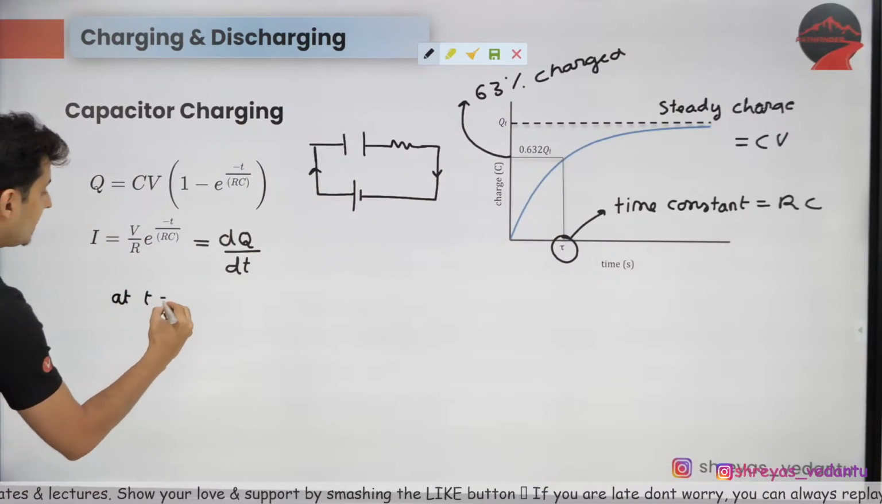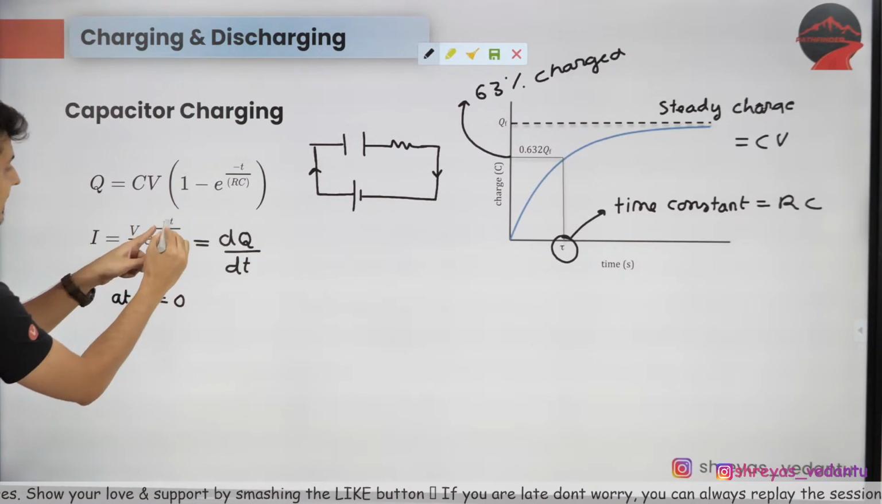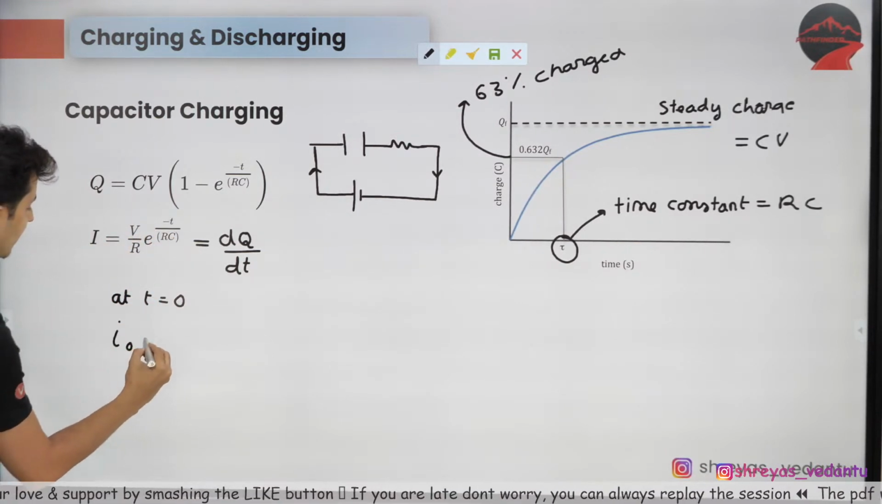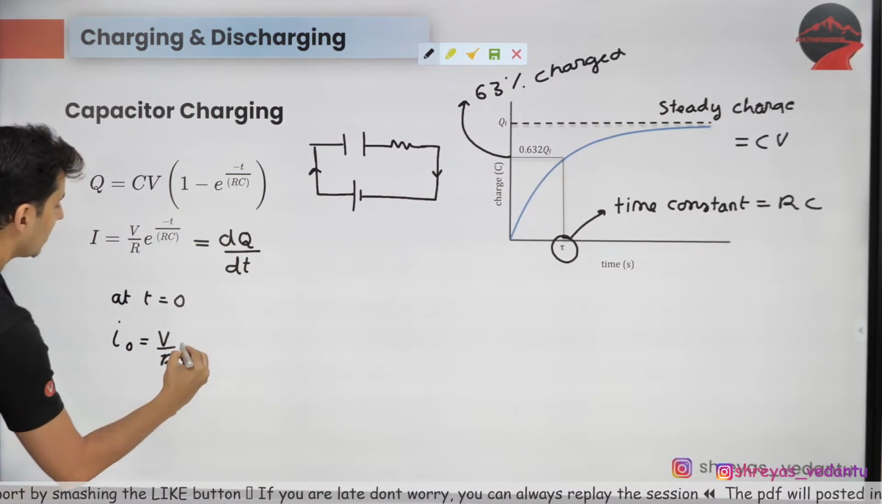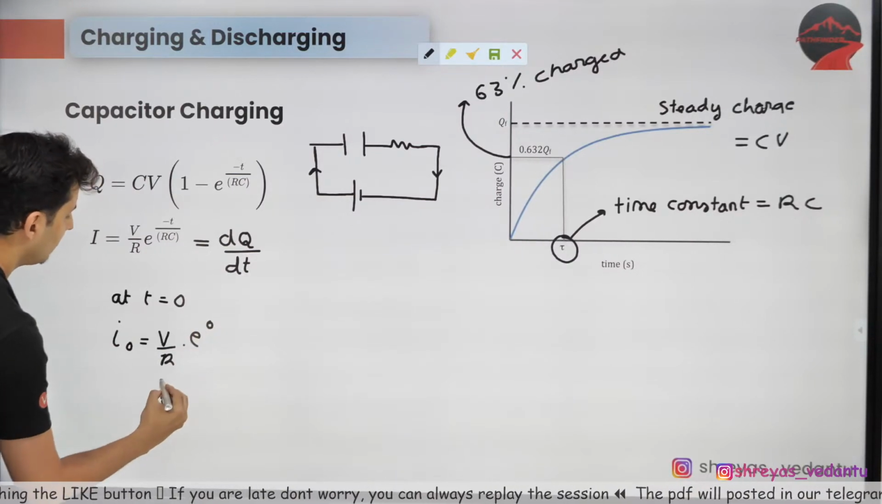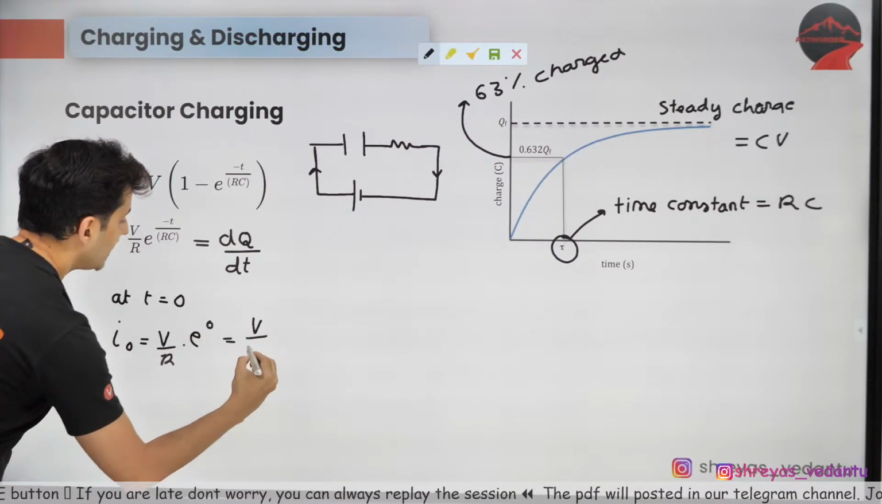At t equal to 0, substitute the value of t as 0. So the initial current will be V by R, e to the power 0. e to the power 0 is 1, so it will be just V by R.